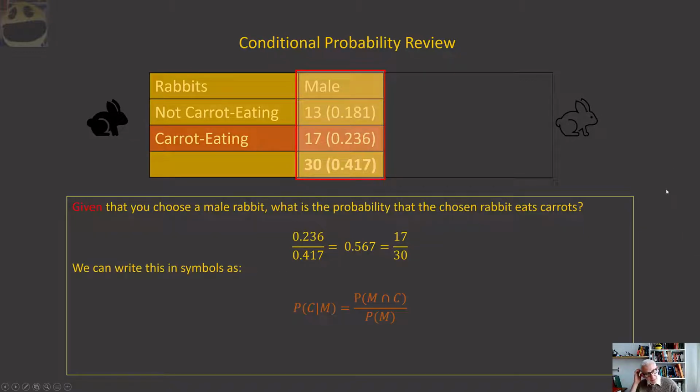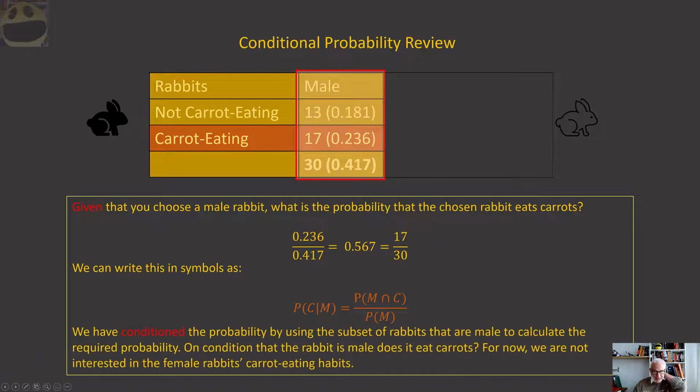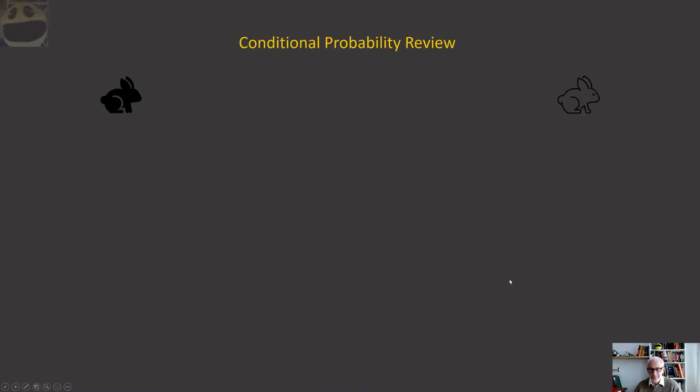If we turn that into mathematical symbols, the probability that you are a carrot eater, given that you are male, is the intersection of male and carrot eating, which is here, male and carrot eating in the orange, divided by the probability that you are male. So that's the mathematical statement. So what we've done is we've conditioned the probability by using the subset of rabbits that are male to calculate the required probability. On condition that the rabbit is male, does it eat carrots? For now, we're not interested in the female rabbit's carrot eating habits.